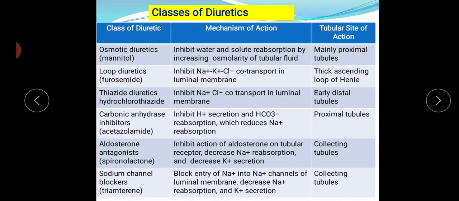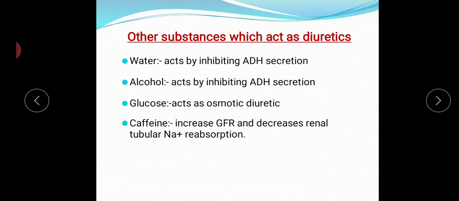So this is the summary of all these various classes of the diuretics. Okay, you can just go through it, we have already discussed all the things: osmotic diuretics, loop diuretics, thiazide, carbonic anhydrase inhibitors, aldosterone antagonists, and sodium channel blockers. So these are the important groups of the diuretics, various drugs that are acting as diuretics by acting at different segments. Depending on the conditions, these various diuretics are used.